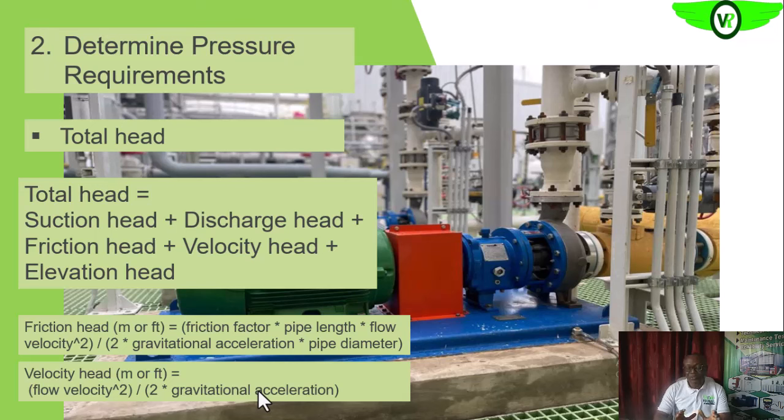But you really need not bother yourself that much with these calculations. What you need to do is to determine the head that you need to overcome while taking the fluid to wherever you are sending it to. So the rule of thumb is that you can add 20% to that head, the sum of the suction and the discharge head.